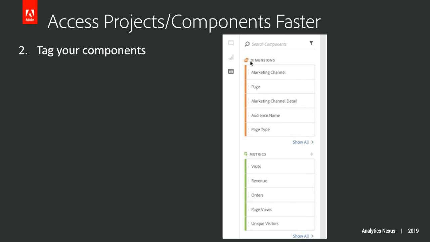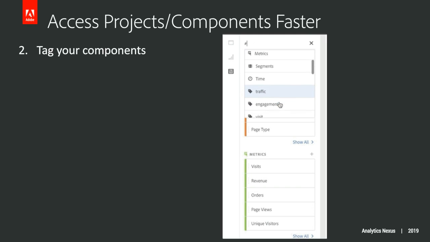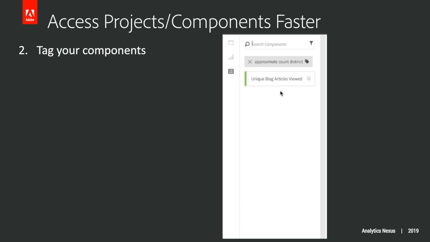Now, why would I want to do this? Simply because you've got a lot of metrics and segments at your fingertips within Analysis Workspace. And so the more quickly you can find the component that you need, the faster you'll be able to accomplish the analysis that you've set out to perform. And so what we like to do is every single time we create a calculated metric or segment, we always apply a tag to it.